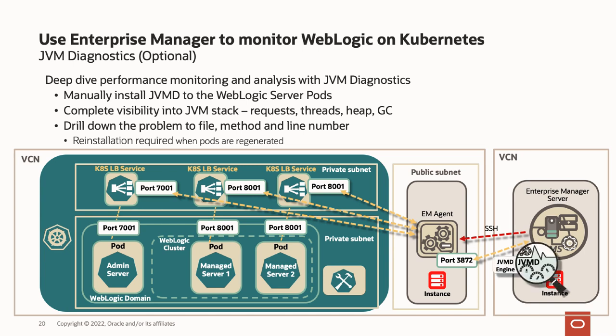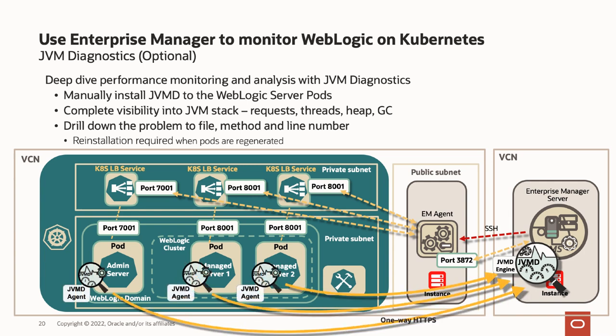And JVMD consists of a JVMD engine, which is the core analytical portion of JVMD, and JVMD agents, which are the data collectors of the target JVM. Here you can manually deploy the JVMD agent inside the WebLogic servers and collect real-time JVM monitoring data. The agent transmits the collected data to the JVMD engine directly using a one-way HTTPS connection. And please note that JVMD does not use an EM agent because it has its own channel to communicate with Enterprise Manager.